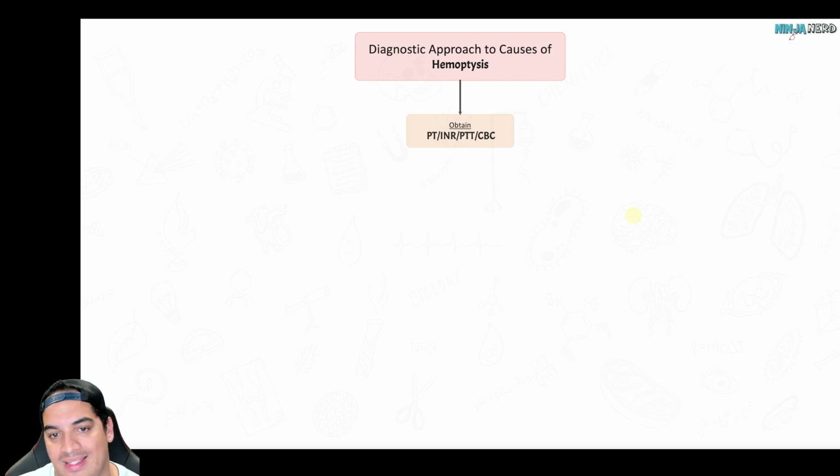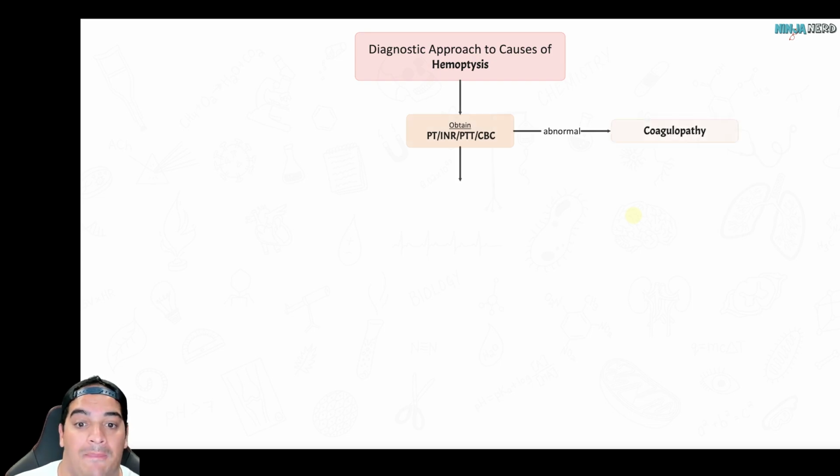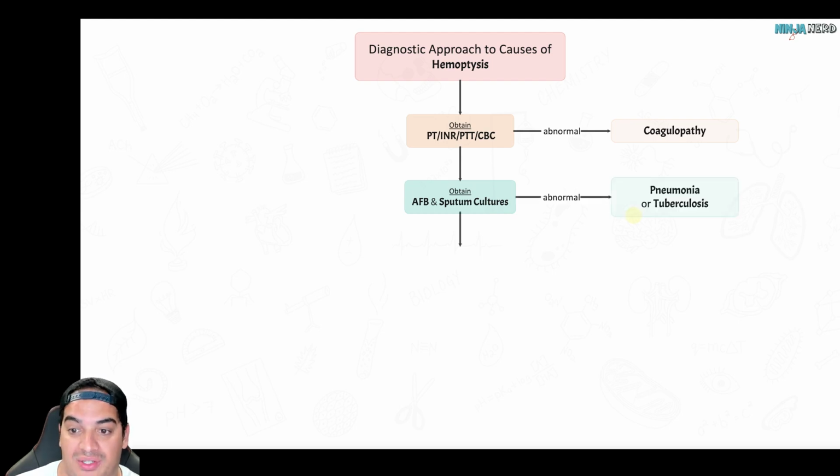Well, if a patient's coughing up blood, the first thing that I would do is make sure that you rule out a simple coagulopathy. Are they on anticoagulants or anything like that that could be causing this? If it's abnormal, it could be a coagulopathy. The next thing is obtain acid-fast bacillus for what? This would be particularly for tuberculosis, and sputum cultures for necrotizing infections.